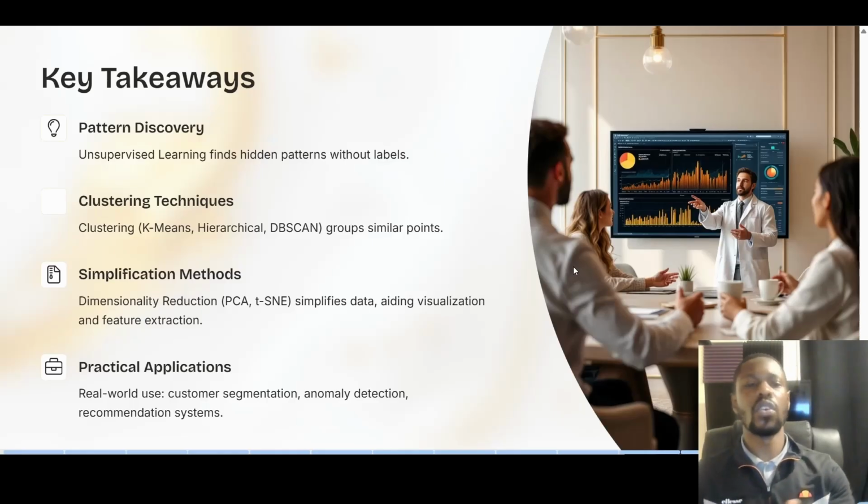Key takeaways. So in today's lesson, just to recap, we looked at pattern discovery, unsupervised learning, finding hidden patterns without labels. We looked at the different clustering techniques such as k-means, hierarchical and density-based scan, grouping similar points together. And we also looked at some simplification methods such as dimensionality reduction, PCA.